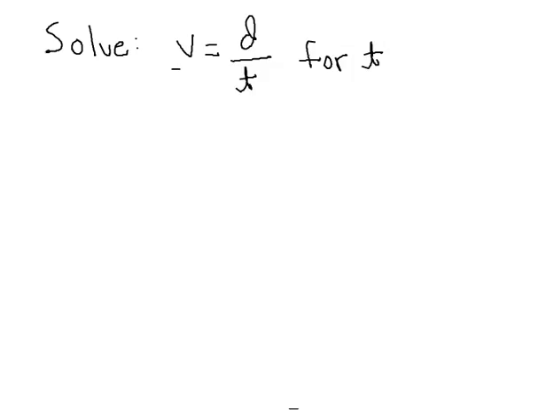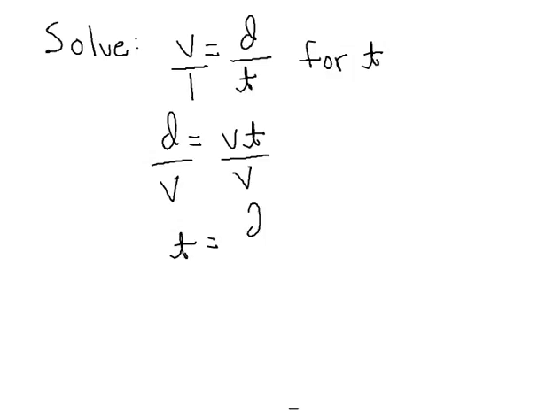But let's first think of the v then as v over 1. And so to eliminate, what we'll simply do is cross multiply. And so we're going to have d times 1, or d, is equal to v times t. And we'll notice that the coefficient of t is v. And so to solve then, we'll simply divide each side by v. And so t then will be equal to d divided by v. Not too bad.